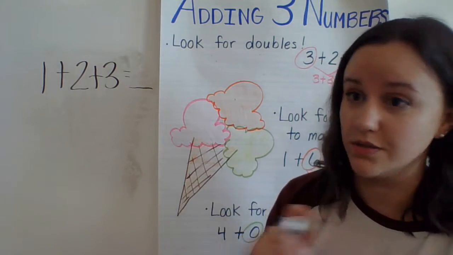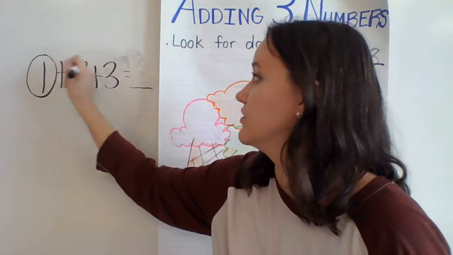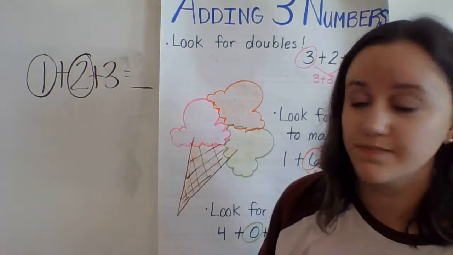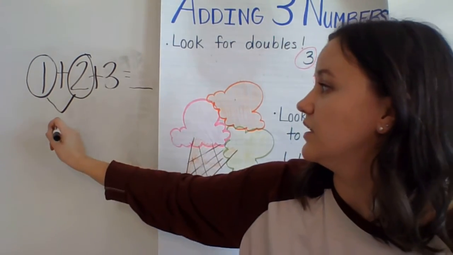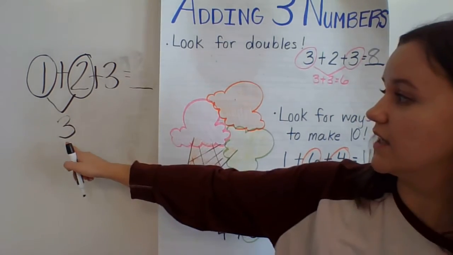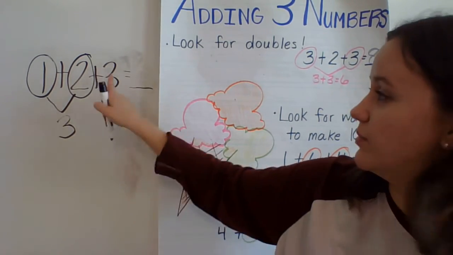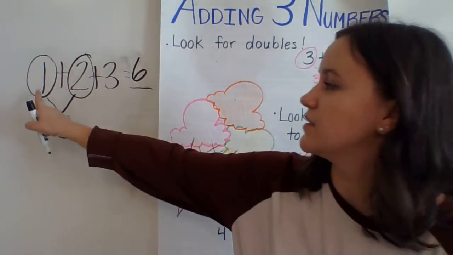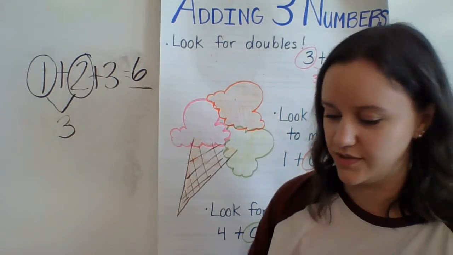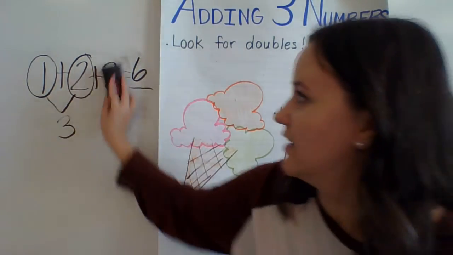So what I would do is just start with the first two numbers and add those. 1 plus 2 gives me 3. Then I can take that 3 and add it to my other 3. 3 plus 3 equals 6. So 1 plus 2 plus 3 equals 6.